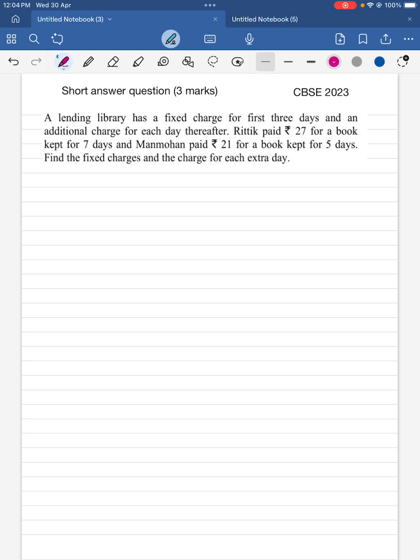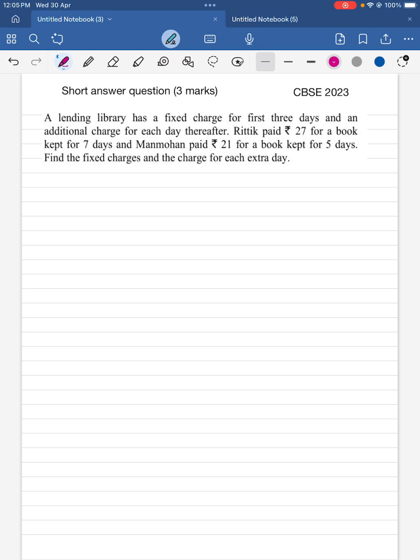A lending library has a fixed charge for the first 3 days and an additional charge for each day thereafter. Rittik paid rupees 27 for a book kept for 7 days and Manmohan paid rupees 21 for a book kept for 5 days. Find the fixed charges and the charge for each extra day.